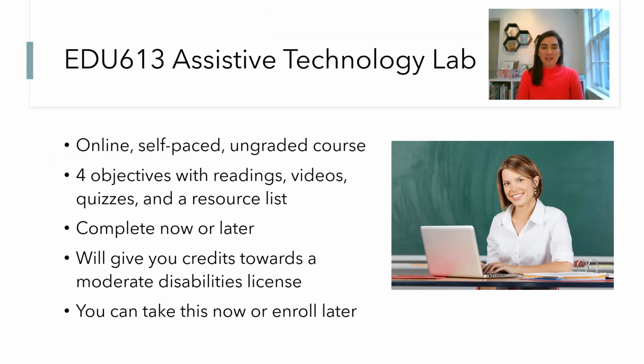Okay, so as I mentioned briefly, 613 is the Assistive Technology Lab. This is completely online and completely self-paced. There is no instructor that you owe work to throughout the course. It's actually ungraded as well. It's just a pass-fail class. So you go through these 4 modules: readings, videos, quizzes. I don't think you buy any books. It's all online.